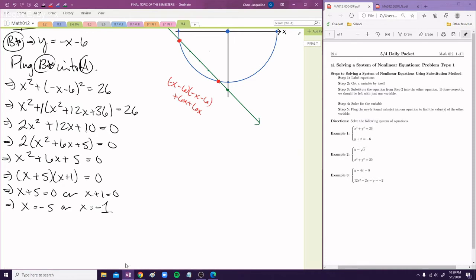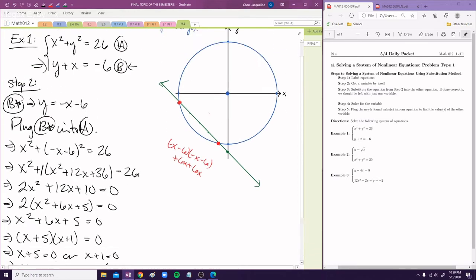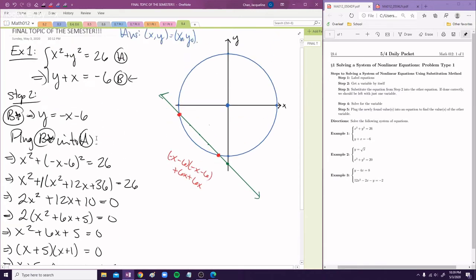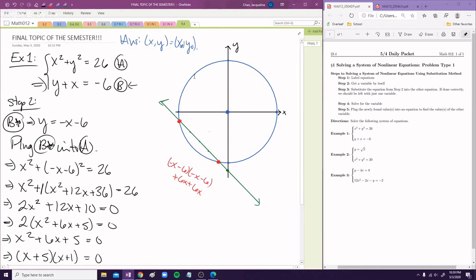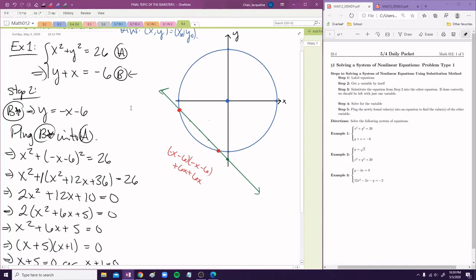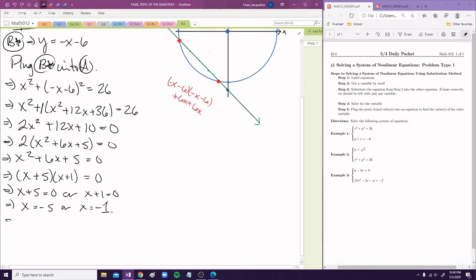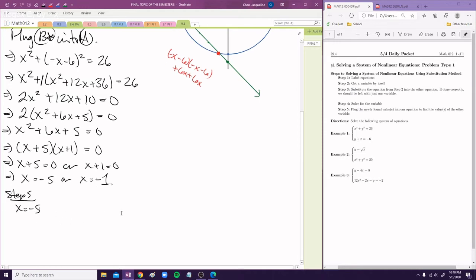So we're going to plug the newly found values into an equation to find the values of the other variable. You have a choice. You can pick the first one, or you can pick the second one. Usually we're going to pick the easier one, because otherwise you'll have to square everything, then take the square root. So I'm just going to plug it into B. For x is equal to negative 5, we're going to plug it into B.